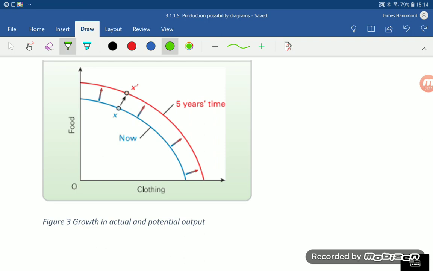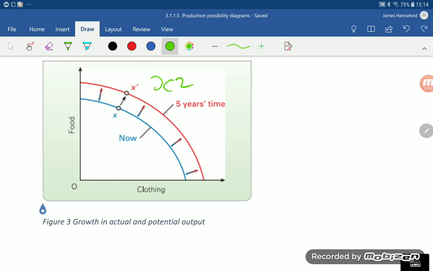So this diagram shows the growth in actual and potential output. What you need to know is that the shift from the blue to the red shows an increase in potential output. So imagine I had, here, X2. Now that's clearly unattainable, that combination of goods and services at the moment. However, over time, with successful supply-side policies that increase the quality and quantity of my factors of production, my PPF curve would shift outwards, and so it would become attainable.